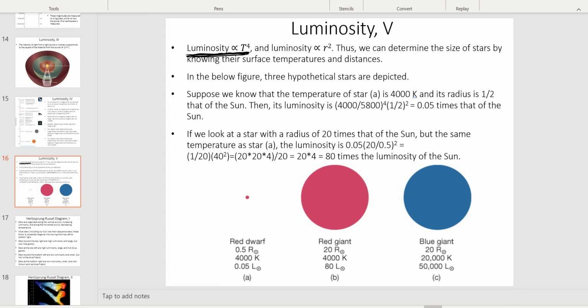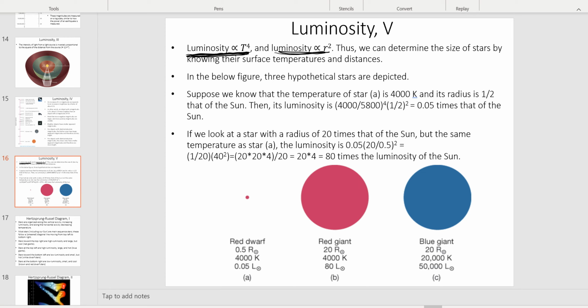So if a star has, let's say, twice the surface temperature of the sun, its luminosity will be greater than the sun, all other things being equal, by 2 to the fourth. 2 to the fourth is 2 squared squared. 2 squared is 4, so 2 to the fourth is 16. So the luminosity of a star strongly depends on the temperature, with hotter stars being brighter. I think this is intuitive. A very hot object is brighter than a cool object.